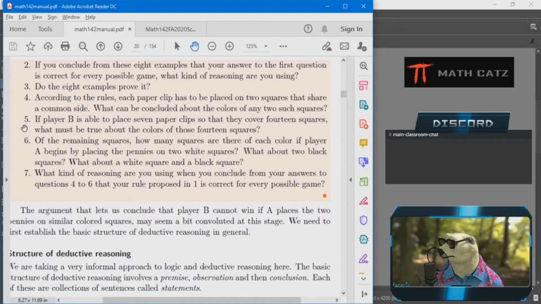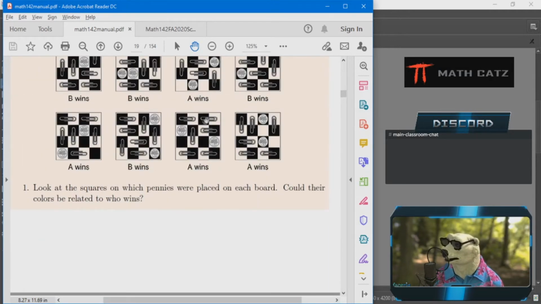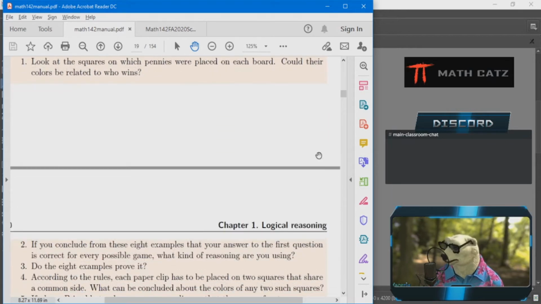Number 5, if player B is able to place the 7 paperclips so that they cover all the 14 squares that are left, what must be true about the colors of these 14 squares? Well, if each paperclip individually covers 1 black, 1 white, 2 paperclips will cover the same number, 2 black, 2 white. 3 paperclips, still the same total number of black and white squares. So if all the paperclips are placed, then the squares that they cover have to be the same number of black and white squares.